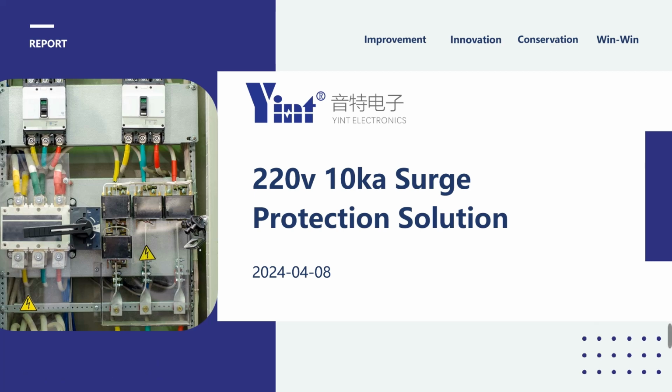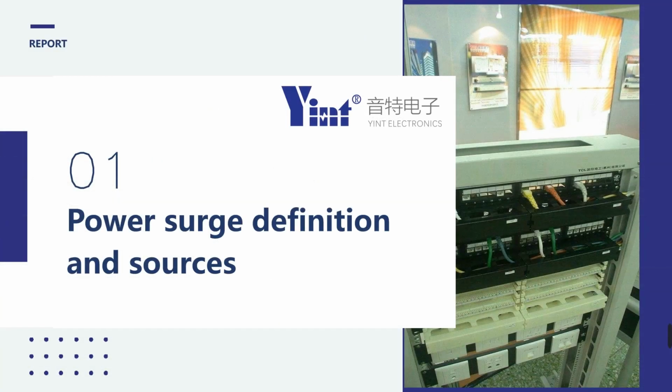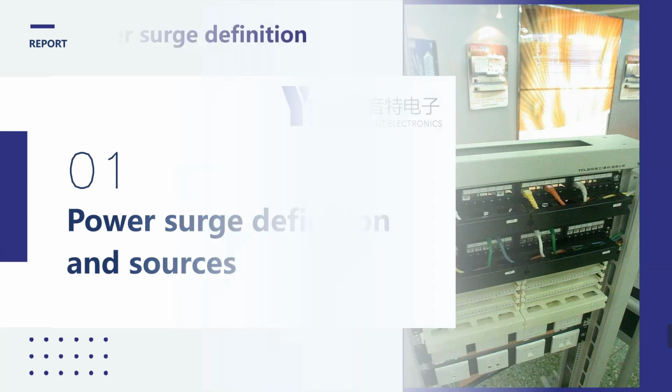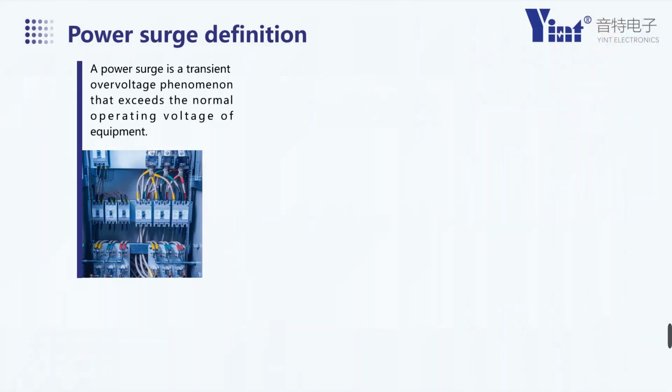220V surge protection solution. Power surge definition and sources. A power surge is a transient overvoltage phenomenon that exceeds the normal operating voltage of equipment.